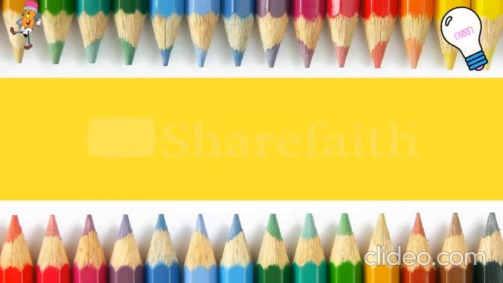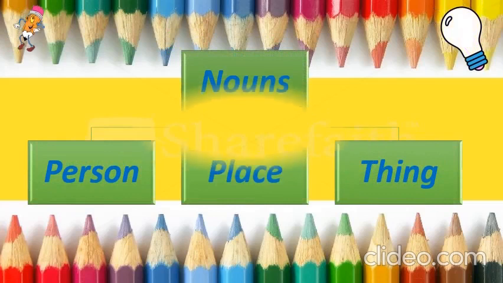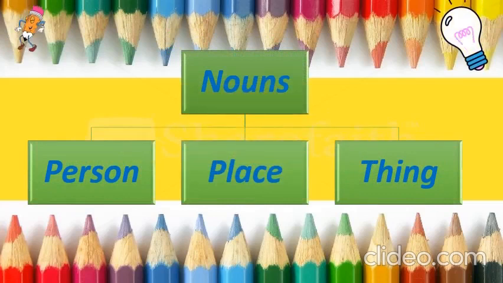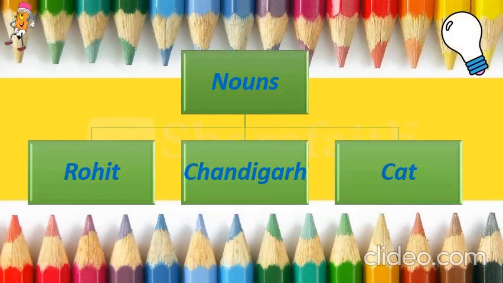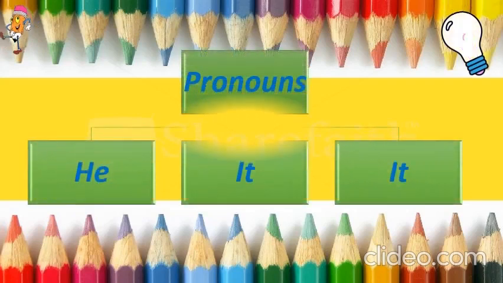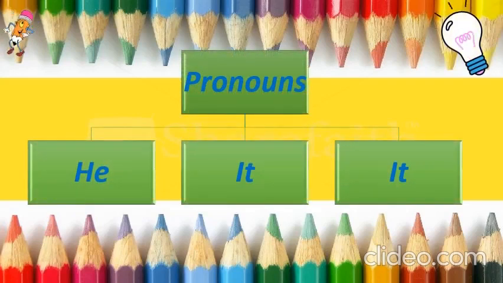You can see here nouns are any person, place or thing, right? So what can be the examples here? A person, Rohit, a place, Chandigarh, and a thing, cat. And how can they be replaced by pronouns? Rohit will become he, place Chandigarh will become it, and cat will also become it. So understood why do we require pronouns?